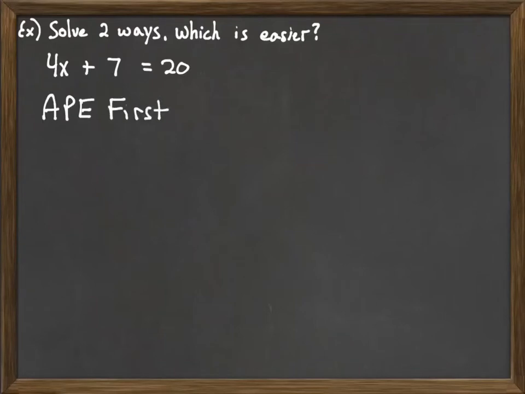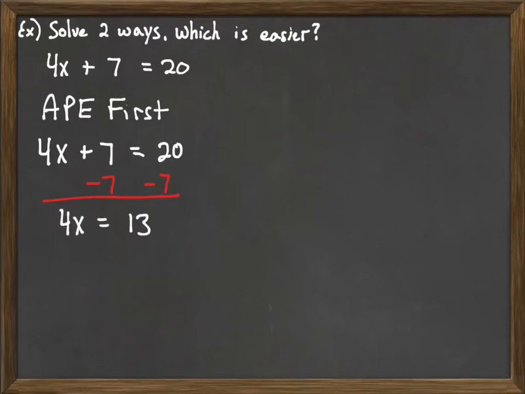So first we're going to take care of our addition property. It means we're going to move stuff from one side to the other by adding or subtracting. So since we have a plus 7 there, we can move that plus 7 by subtracting it. And again, it's an equation, so we go to the other side and we subtract as well. All right, that leaves us with 4x equals 13.